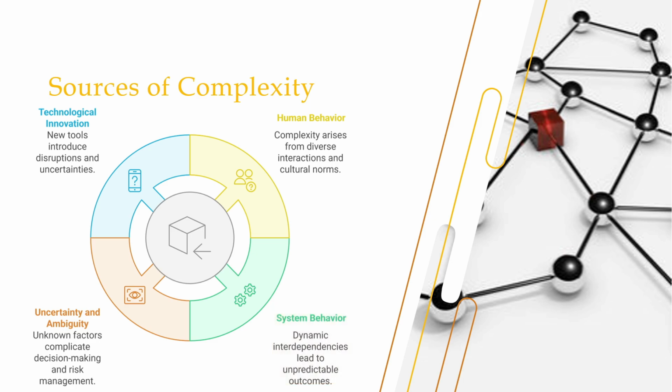And finally, let's talk about system behavior. The dynamic interdependencies within a project can produce complex outcomes. We took an example of the development of a website and we saw how system behavior had created complexity. Like the website was not working on one device, but it was working on another device. This is system behavior, right?